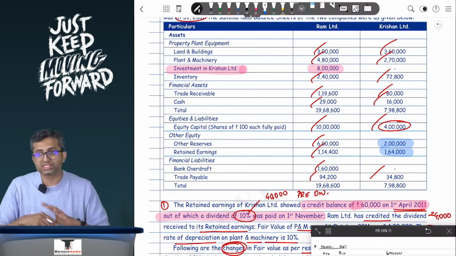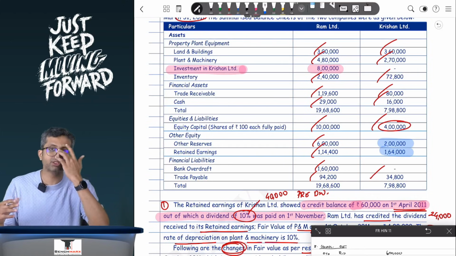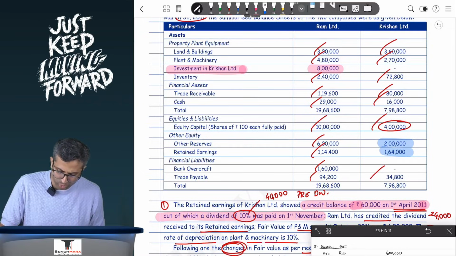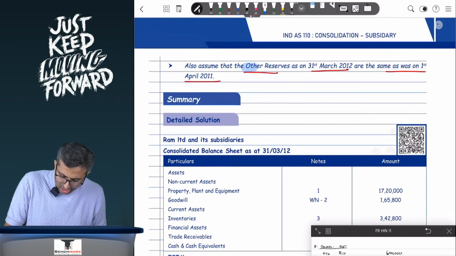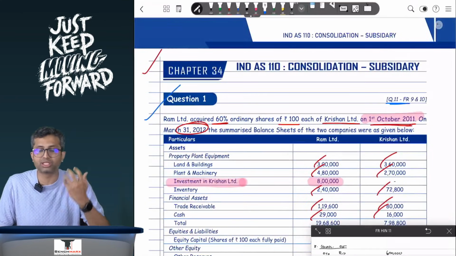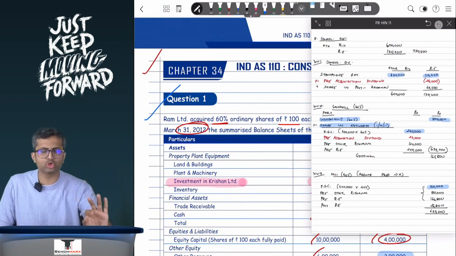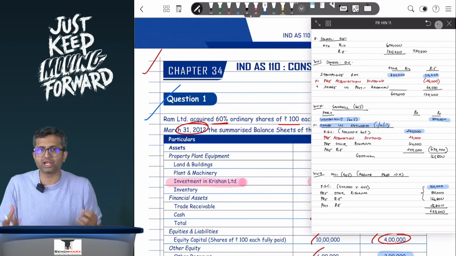So for this, I will prepare a separate working note 4, which is the analysis of reserves, where I will take other reserves of 2 lakhs. I can see over here that other reserves as on 31st March 12 are the same as on 1st April 11, which means during the year there was no change. So your opening balance was 2 lakhs on 1st April 11, and your closing balance is also 2 lakhs, which means the entire 2 lakhs is fully pre-acquisition.